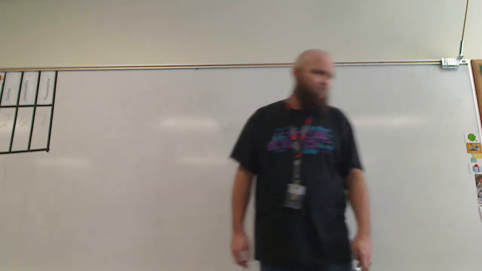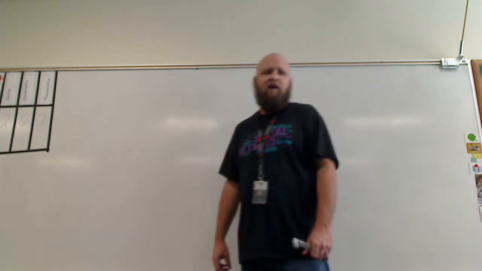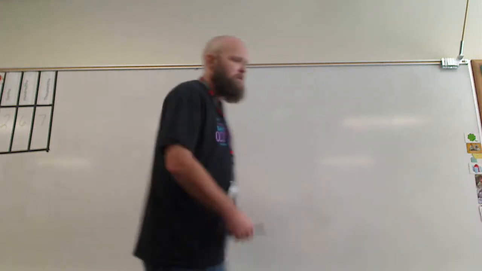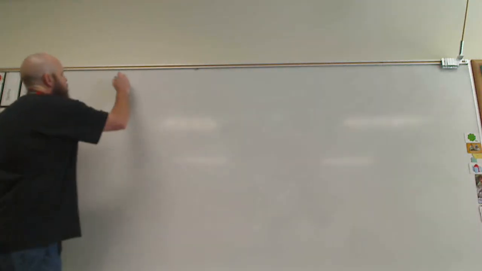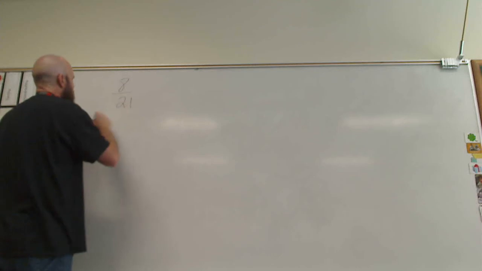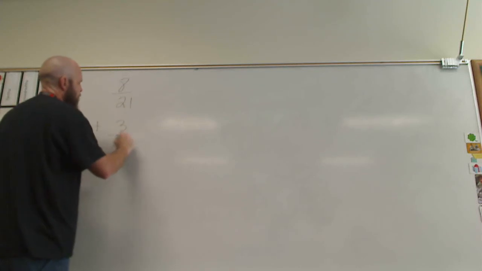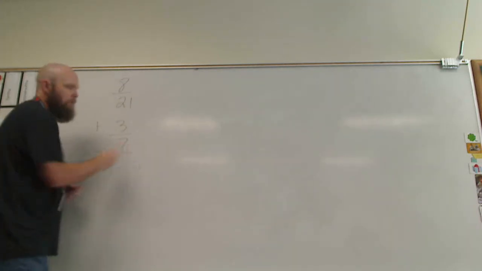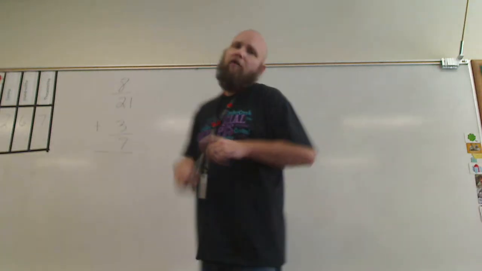Let's look at our first problem. We'll start with adding fractions. We're going to take 8 over 21 plus 3 over 7. We're going to add these two fractions together.